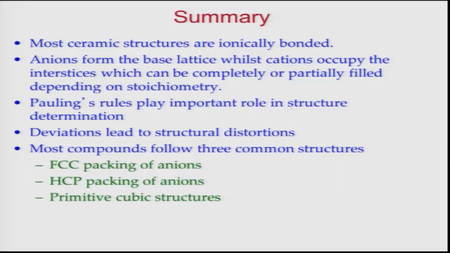Deviations occur at times. So, you have structural distortion, for example, perovskite could be non-cubic in many cases, it could be slightly tetragonal. There are three common structures that most of the anions make. First is FCC packing of anions, second is HCP packing of anions, and third is primitive cubic structure. And then there are some tetragonal and orthorhombic structures as well, but many materials follow these three structures quite commonly.